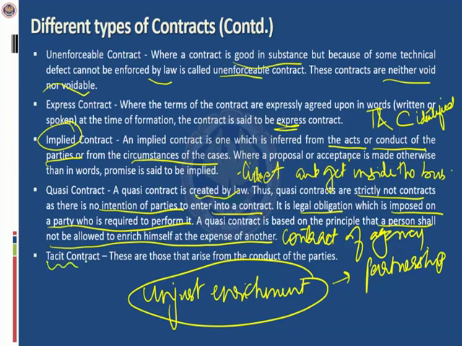Last is a tacit contract that arises from the conduct of the parties. So if two parties are talking or dealing, again, when I talk about conduct, it is similar to implied, but here only from the conduct, not from an act. So my behavior on a certain particular note may help me identify that it is a tacit contract.